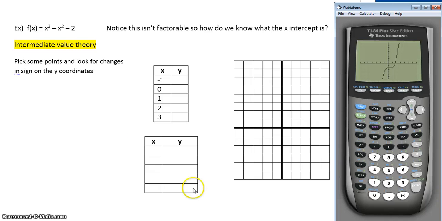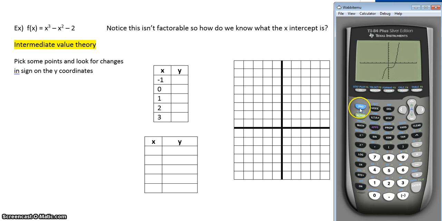For this next example, I want to talk about the intermediate value theorem, and this is going to be helpful when we notice that a graph is not factorable, so I don't know what the x-intercept is by factoring it. I can't use the quadratic formula, so what are the ways that I can figure out what this x-intercept is? Well, a good thing that you have is the graphing calculator. If I take a look at this graph, you'll notice that the intercept looks like it's somewhere between 1 and 2.